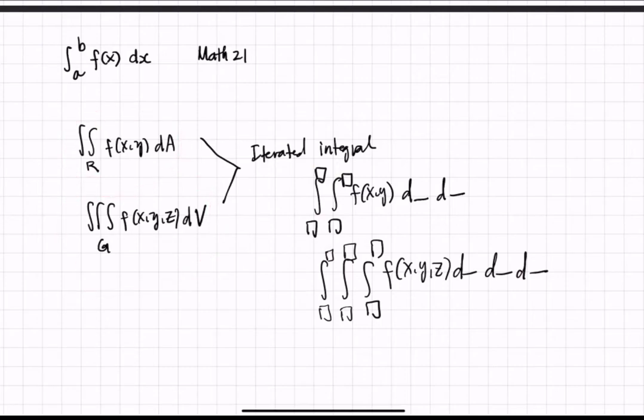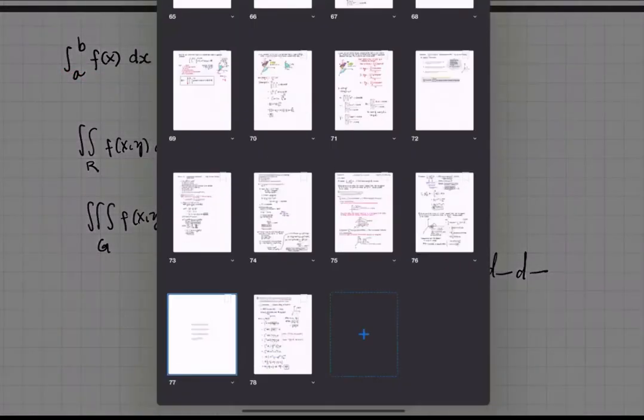abstract integral na ginagawa mo lang siyang integrals na from Math 21. And in this case, itong iterated integral, paulit-ulit lang to na integral from Math 21. So, ganun lang din yung ginagawa natin sa line integrals.